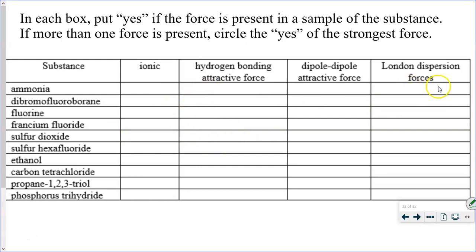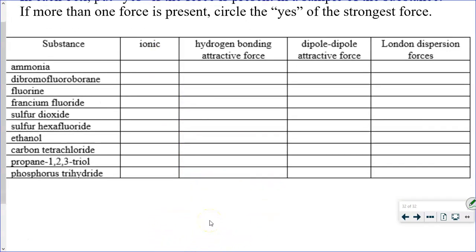I've got 4 options: London dispersion forces, dipole-dipole, and hydrogen bonding. The last one I have over here is ionic. Technically, ionic is going to be an intramolecular force, but I did sneak a couple of ionic compounds into this example. So when you have an ionic compound, we don't have to worry about the intermolecular forces.